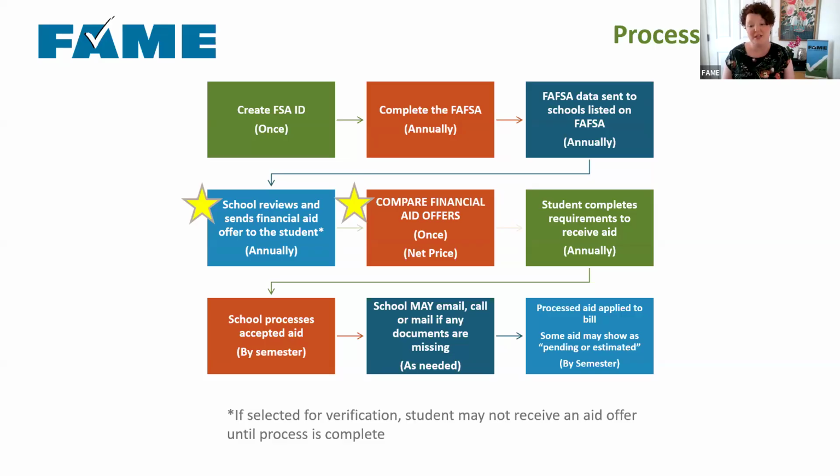If a student is selected for verification, they may not get that aid offer unless they've completed that verification process. So we are seeing less verification this year than we have in the past. Oh, I should say that the last couple of years we've had no verification, so that was definitely less. But for what we would call a more traditional school year, a FAFSA completion year where the FAFSA has been working pretty smoothly this season, we are seeing very few students being selected for verification.